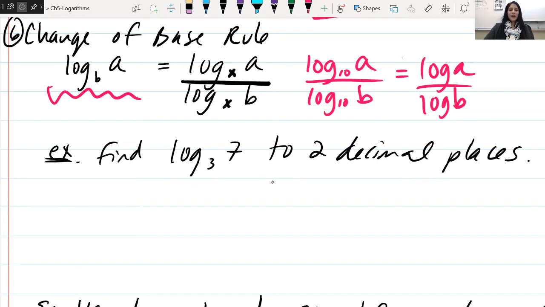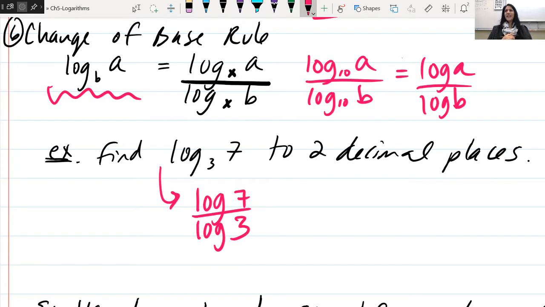Good? Okay, so find log base 3 of 7. How would I write that? How do I apply the change of base rule? What would it end up looking like? Malcolm? Log 7 over log 3. Again, it's a big mind shift when you first look at it and you think, what? Where did the x's come from? But it's actually not too bad once we see the application of it. Just remember that the little 3 that was at the bottom anyways ends up being at the bottom of the fraction. Good? And then find it to 2 decimal places.